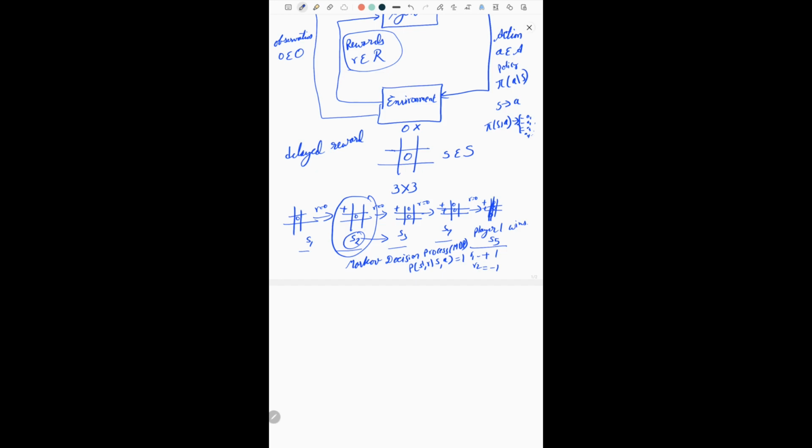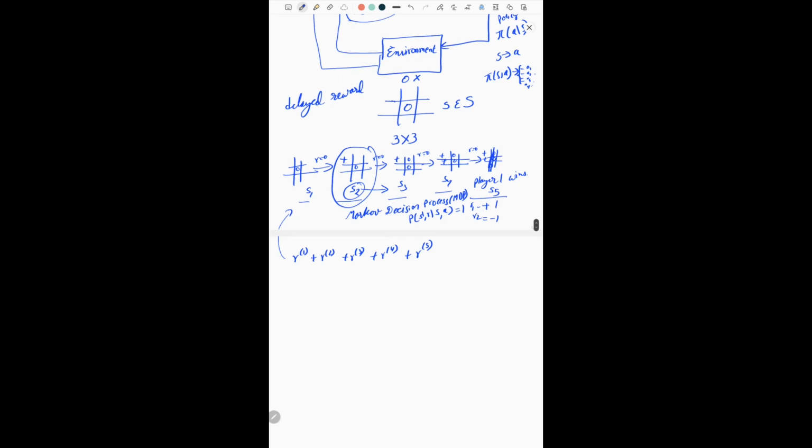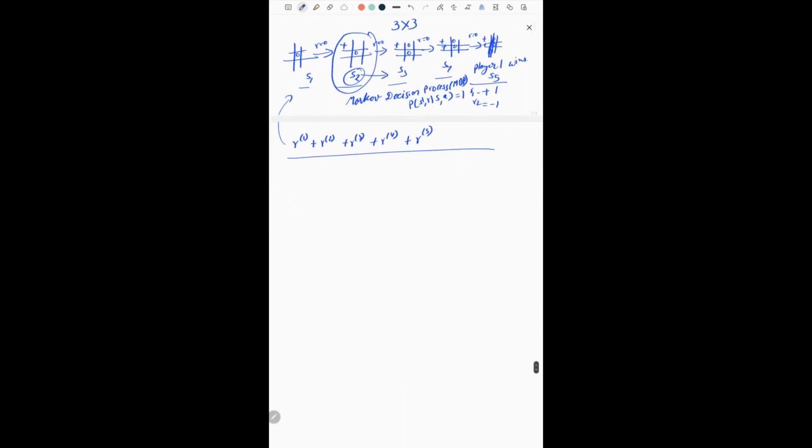So the goal is to maximize the total reward: R1 in the first step, R2, R3, R4, R5, right? So these are total rewards that the agent received in this case. This is the reward actually received in this game, but in our goal, we are trying to maximize the long-term future rewards, the rewards which are not yet received, right? So the game has not yet completed or played.